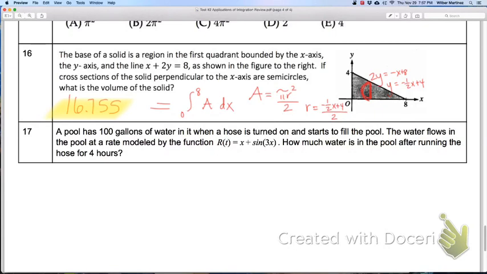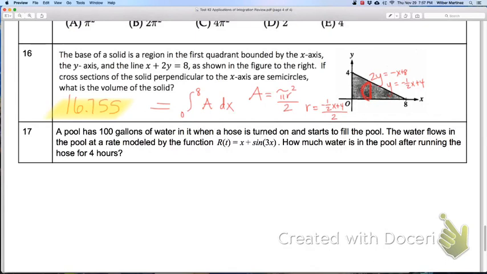Alright, number 17, the last one from your review. It says, a pool has 100 gallons of water in it. When a hose is turned on and starts to fill the pool, the water flows in the pool at a rate modeled by the function r of t equals, I typed this, I obviously made a little oversight, these should be t's, not x's. R of t equals t plus sine of 3t. How much water is in the pool after running the hose for 4 hours?